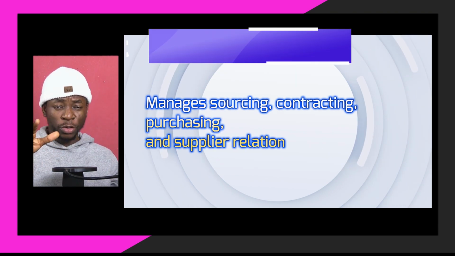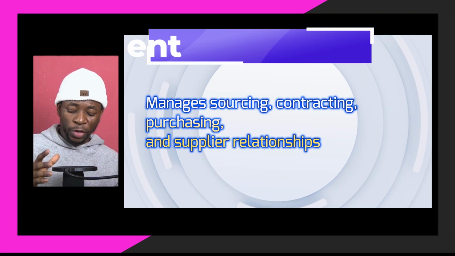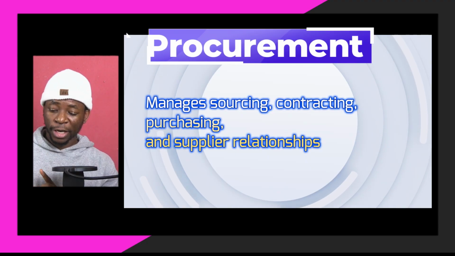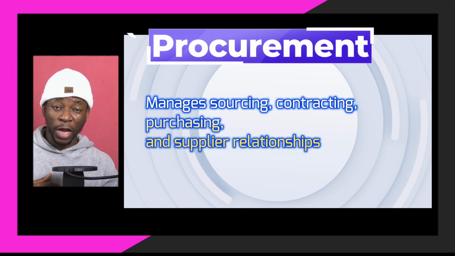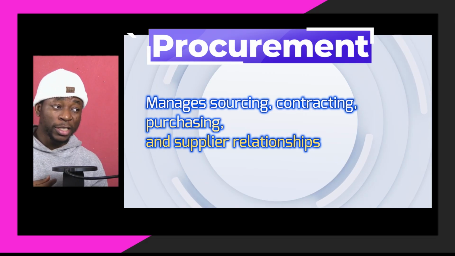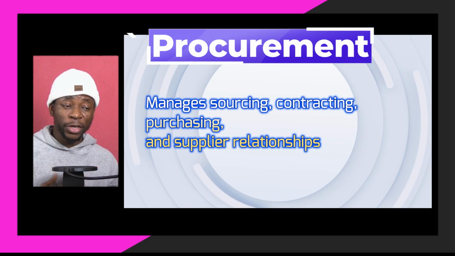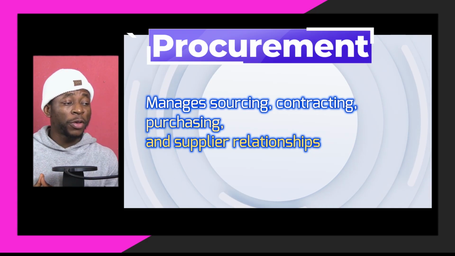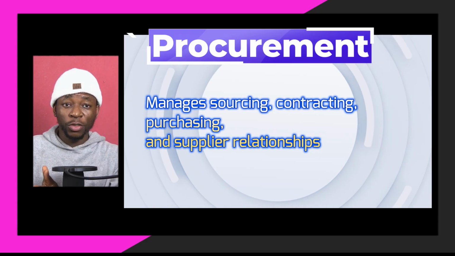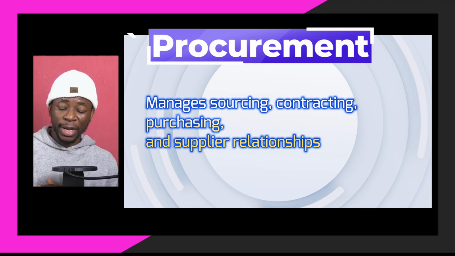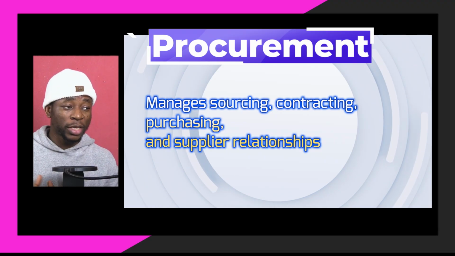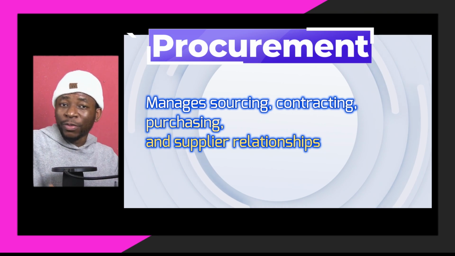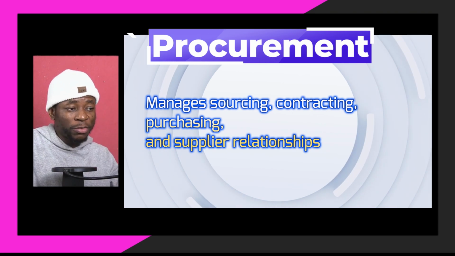Now, there's also the procurement. So what does the procurement do? They manage sourcing, they manage contracting, they manage purchasing and supplier relationships. So all big companies, their procurement team can automate supplier evaluations, they can streamline material orders and gain insights into spend analytics. So they can analyze data based on what they receive, right?